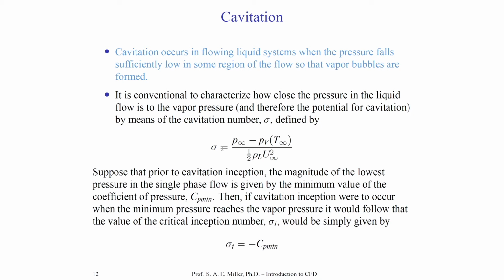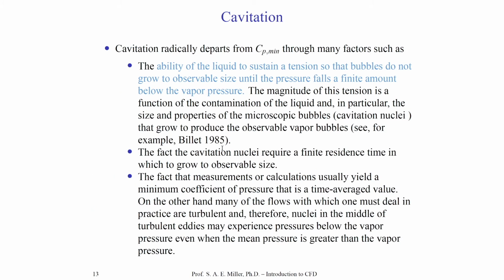Now, prior to cavitation and its cause, the magnitude of the lowest pressure of a single phase will be given by the minimum value of the coefficient of pressure. If cavitation were to occur when the minimum pressure reaches the vapor pressure, it will obviously follow that the value of the critical inception number, sigma sub I, would be simply given by the negative of the coefficient of pressure minimum. Now, cavitation in practice radically departs from C sub P minimum through many particular factors, which I've listed on this page. In the interest of time, I'll let you read through them.